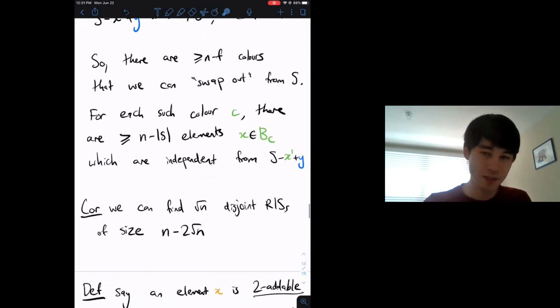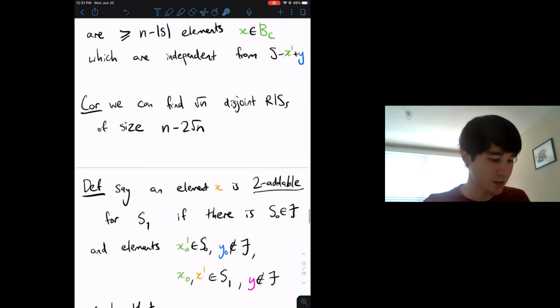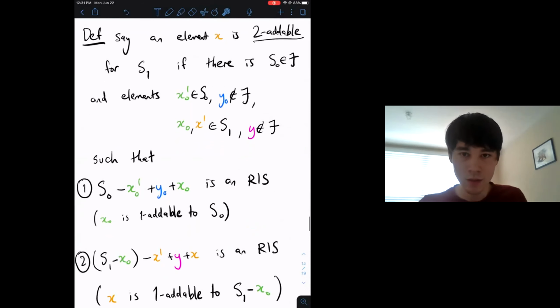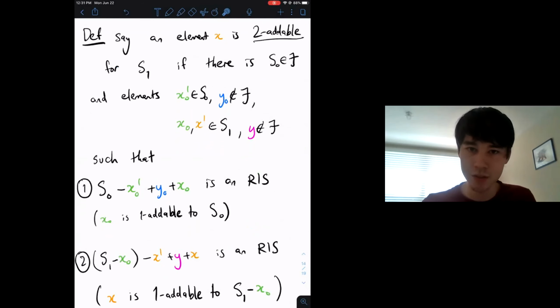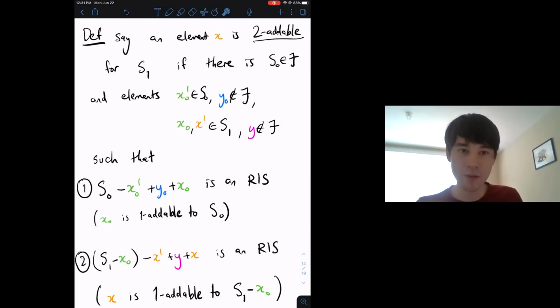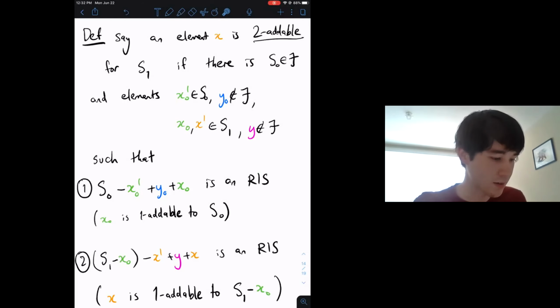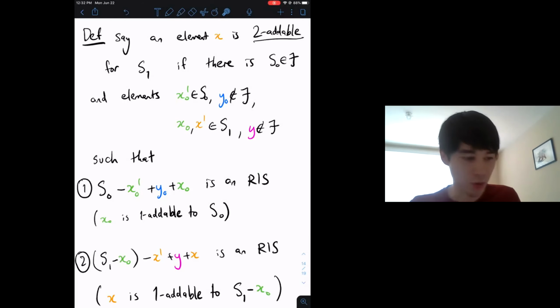Instead of doing a swap then adding something, we're going to do 2 swaps then add something, and hopefully this will help. So here is a long and complicated definition, but I'm going to explain it to you, of when an element is 2-addable, which is really just iterating one addability twice. Let me read the definition to you. I'm going to say that an element x in my matroid is 2-addable for a rainbow independent set S1 in my family, if there is a second rainbow independent set S0, and a whole bunch of elements in various sets, such that these 2 things hold. These 2 things need to be rainbow independent sets.